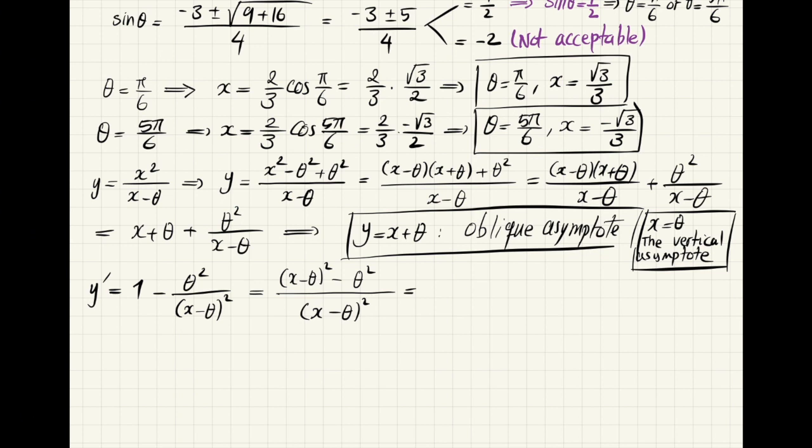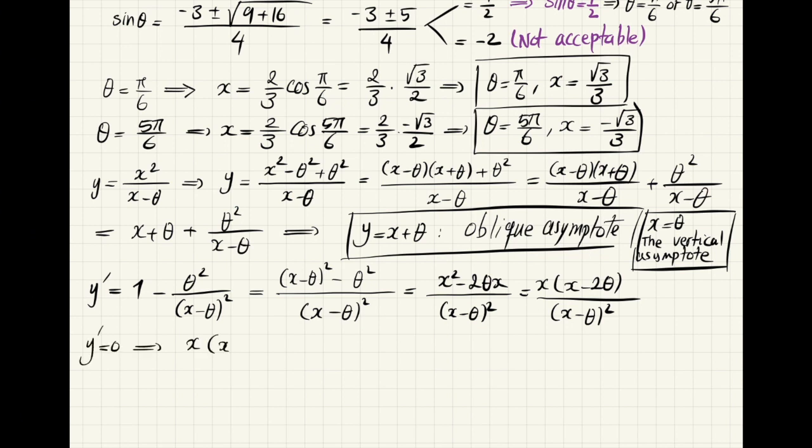If you expand it using the quadratic pattern and then simplify it, it becomes x squared minus 2 theta x, because theta squared and theta squared are gone. And then one more step, I can take x out, it becomes x times (x minus 2 theta) divided by (x minus theta) to the power of 2. And then when I equate y prime equal to 0, this means that x times (x minus 2 theta) is equal to 0. Then it means that x is equal to 0 or x is equal to 2 theta. So these are my possible candidates for local maximum or minimum points.